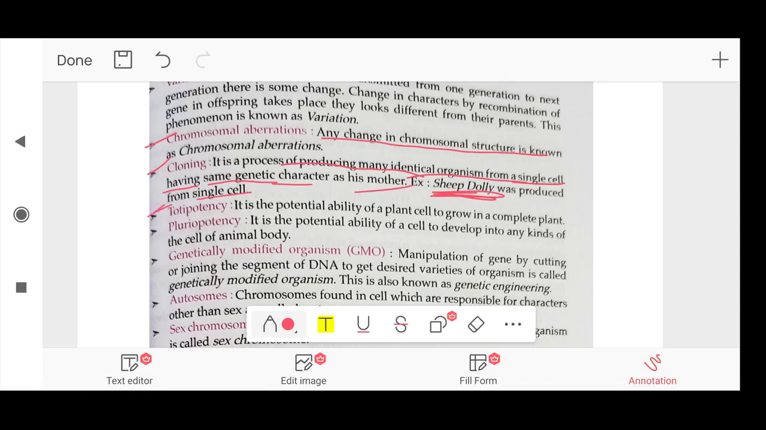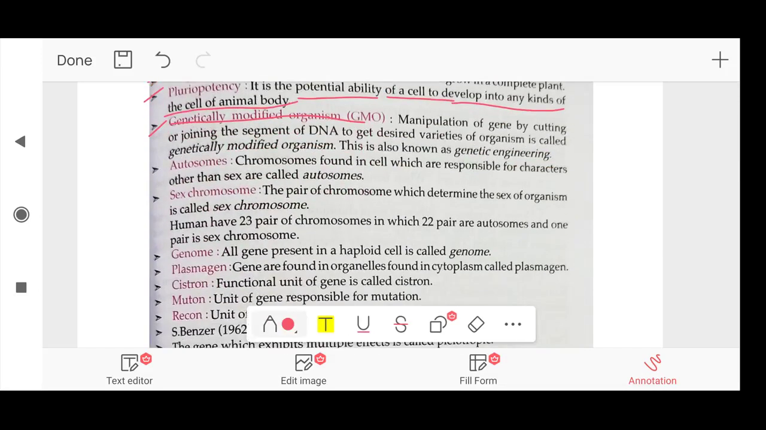Next term is totipotency. So totipotency is the potential ability of a plant cell to grow into a complete plant. Pluripotency. Pluripotency is the potential ability of a cell to develop into any kind of cell of the animal body. Next, genetically modified organism. Manipulation of genes by cutting or joining segments of DNA to get desired varieties of organism is called genetically modified organism. This is also known as genetic engineering.